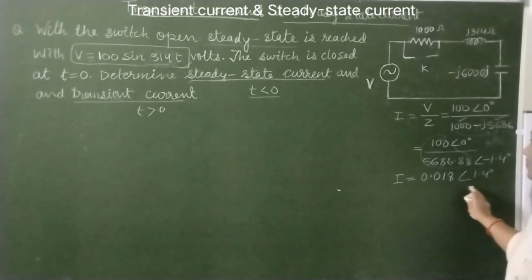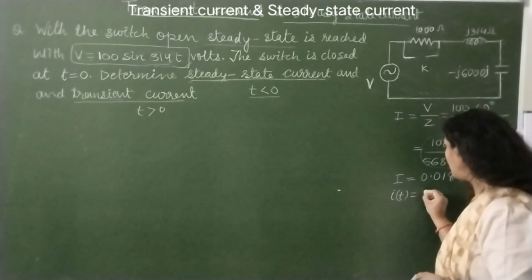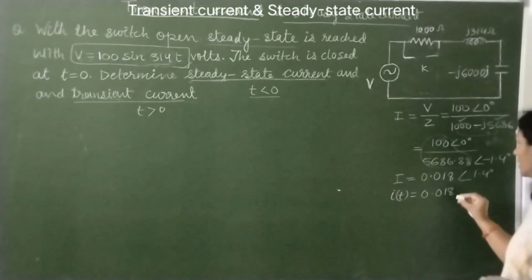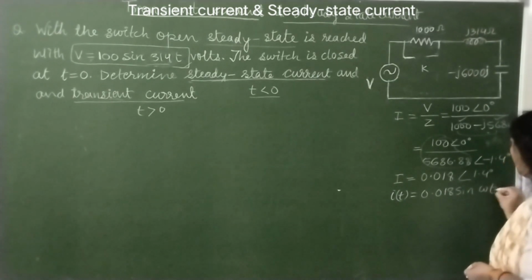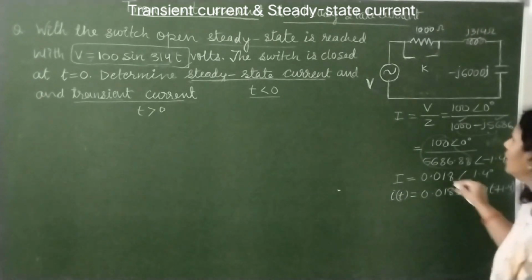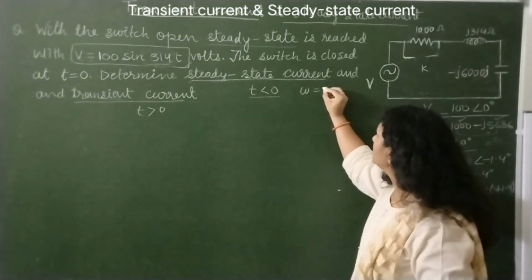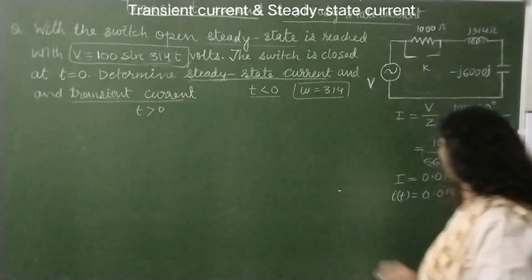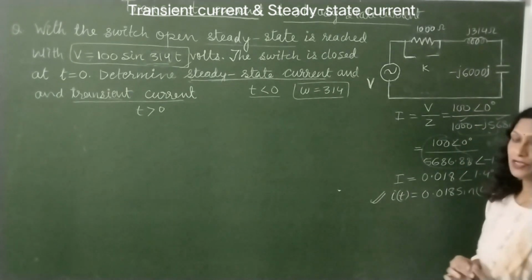Okay, this is in polar format. We can write it in time domain also, and that will be 0.018 sin(omega t plus 1.4 degree). What is this omega? This is the angular frequency of our signal, which is 314. So this is our steady state current.